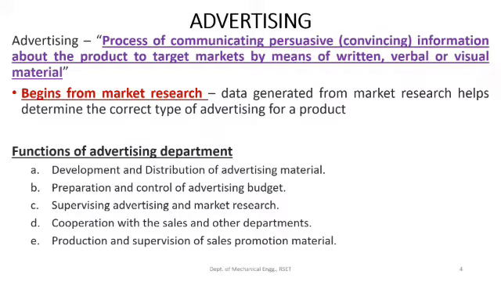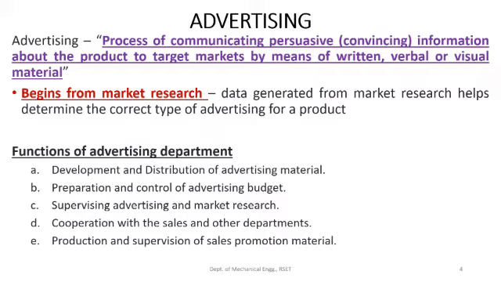This transfer of information is done either in the written form. It might be through brochures, it might be through billboards, etc. It might be in the verbal form, like using a broadcast media like radio, or it might be in the visual form by means of hoardings, billboards, fluxes, or even broadcast media like television. So by using written, verbal, or visual material, you are trying to communicate convincing information about the product to the target market. And such a process is referred to as advertising.